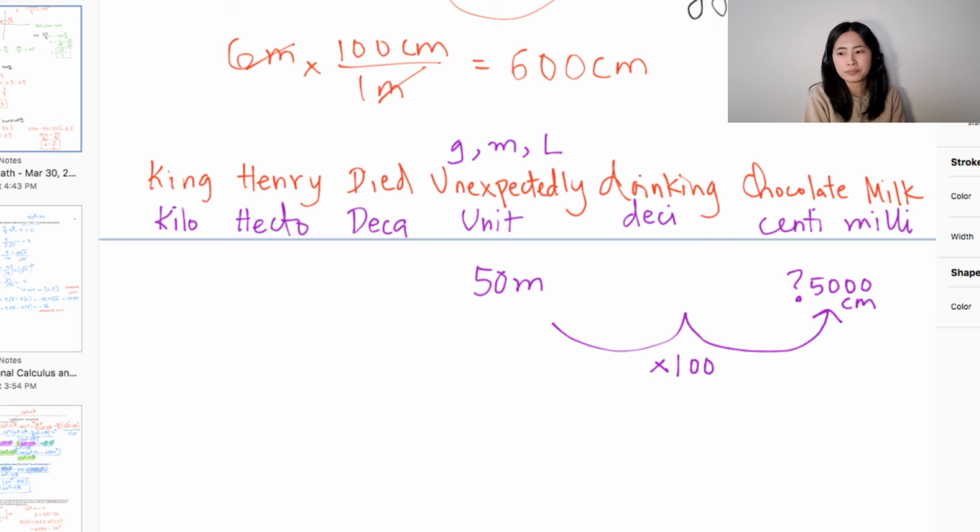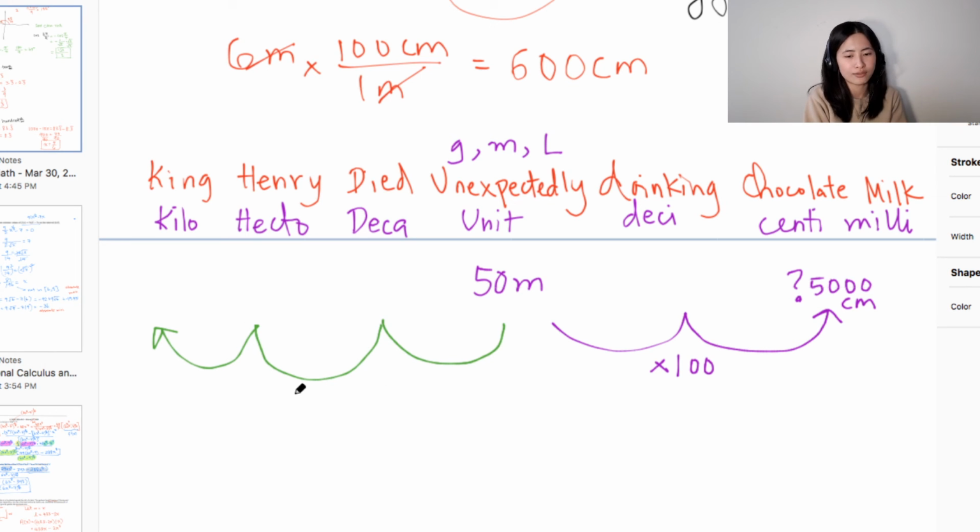pretty popular unit to be using, especially when your parents are driving. So if you have 50 meters, you're going to move to the left now, right? So this is one because you need to pass deca, and this is the second one because you need to pass hecto, and finally you're going to go to kilo, right? Because that's where you want to go. And as you can see, you're moving 3 places to the left.